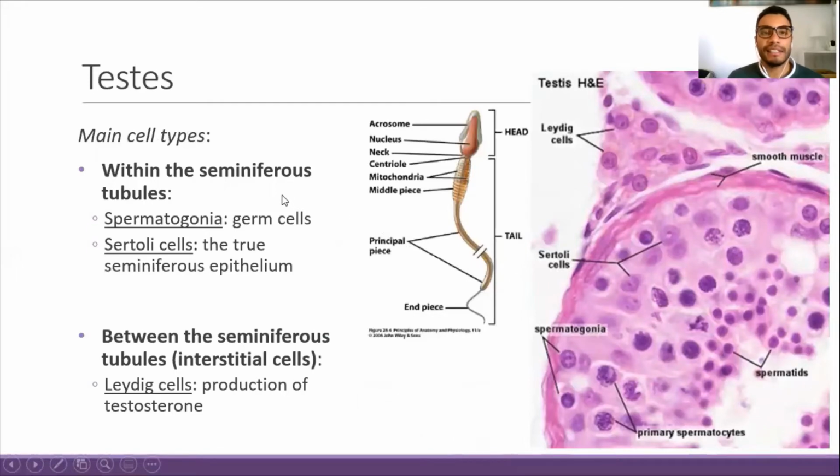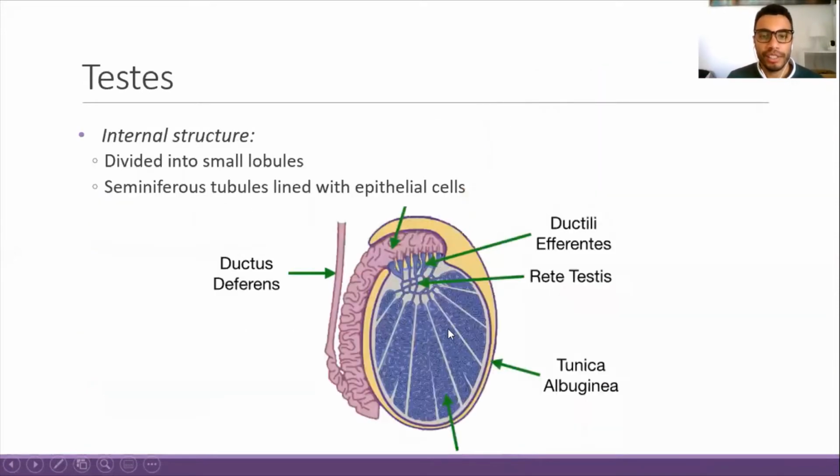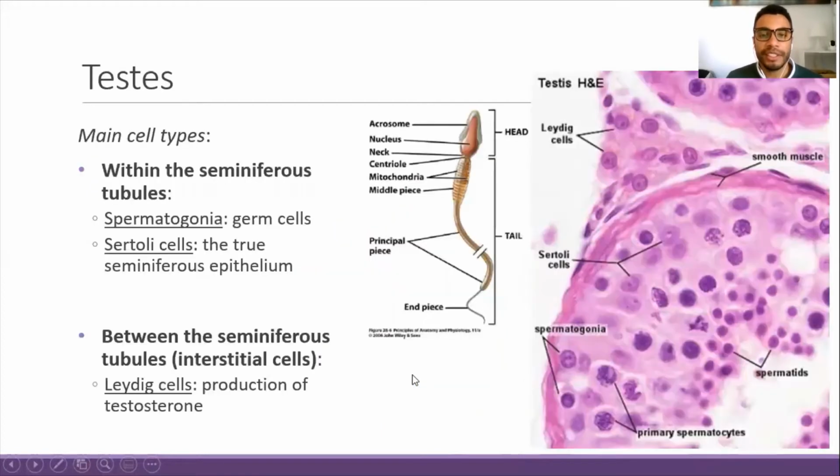The main cells that constitute the testes: as I mentioned before, we have epithelial cells, and we have cells that produce the gametes. Within the seminiferous tubules, I will go back here to show you. This is a seminiferous tubule, this little tubule inside. In this picture, this is a section of this tubule. This is the histology of the testes.